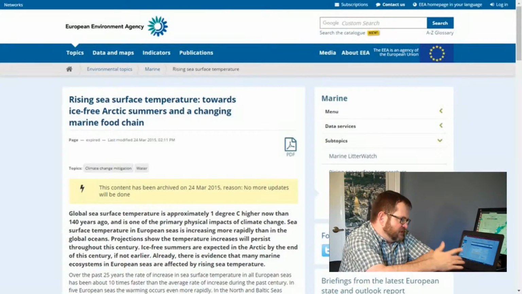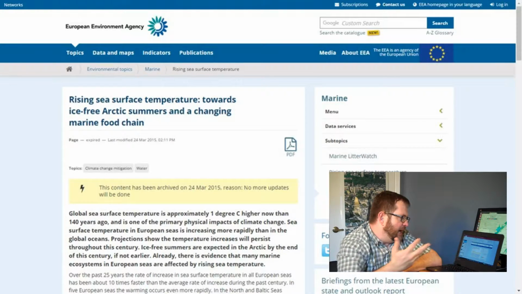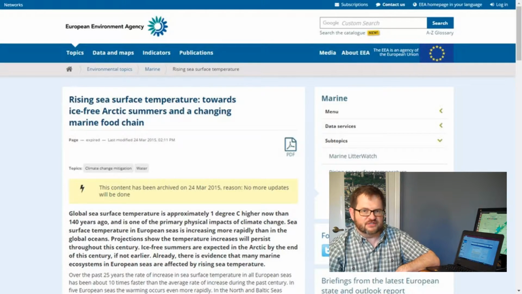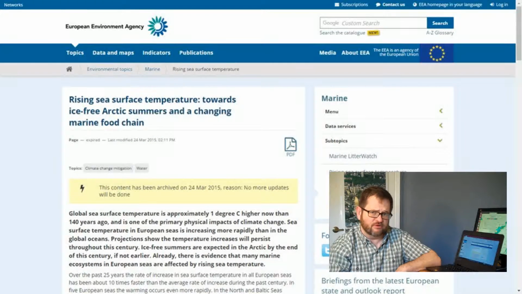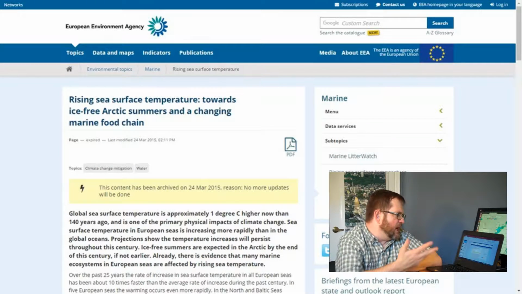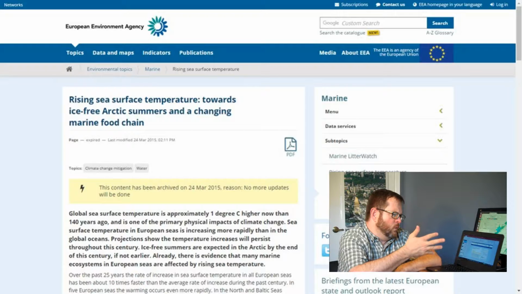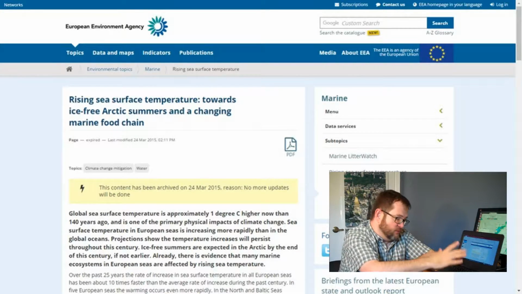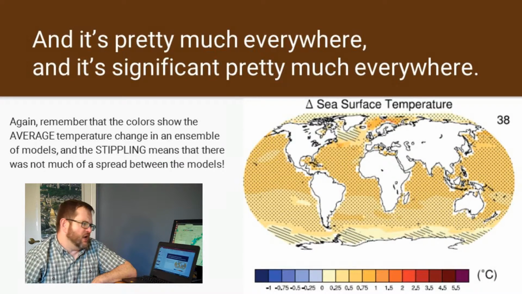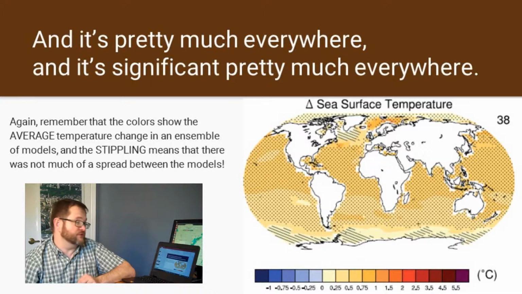If I just pull up this paper right here, we've had already about 1 degree Celsius of sea surface temperature change since the Industrial Revolution. This paper is actually documenting it over the last 140 years, but whatever. So the warming you're seeing on there before was over and above that amount of warming. Now, when we talked about changes in air temperature, we saw that a lot of those changes were concentrated in the Arctic. That is not the case when it comes to changes in sea surface temperature.